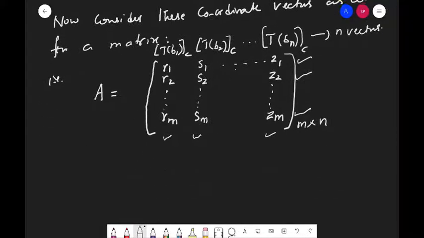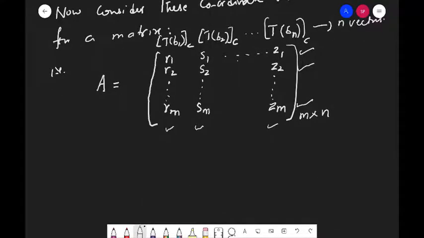So this we will call the matrix of linear transformation of T. You will write it like this: matrix of linear transformation T with respect to the bases B and C. B is the basis for the domain and C is the basis for the codomain, and its order will be M by N. This is what is called the coordinate matrix of a linear transformation.